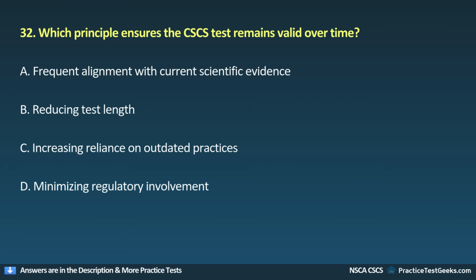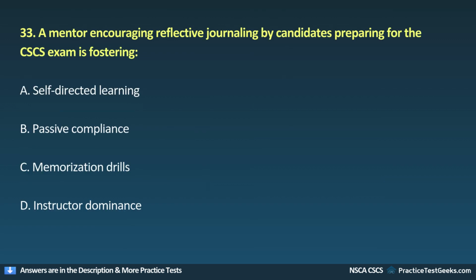32. Which principle ensures the CSCS test remains valid over time? A. Frequent alignment with current scientific evidence. B. Reducing test length. C. Increasing reliance on outdated practices. D. Minimizing regulatory involvement.